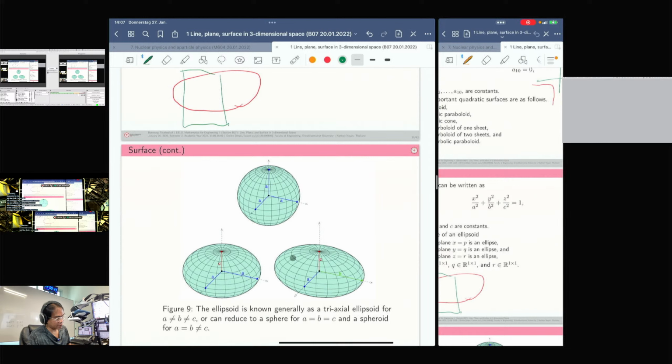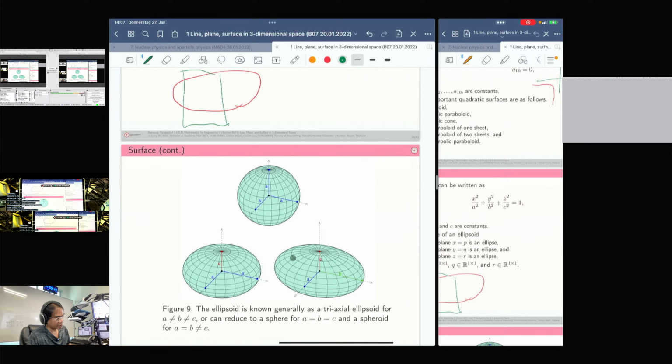And what about this? It's like a ball, but you sit down on the ball. Okay, it looks like the ball. You sit down on the ball, and the height here will be smaller than the length along the x and y axis. Okay, and this one is called triaxial ellipsoid. This one is known as spheroid. Okay, it's not a sphere, it's a spheroid.